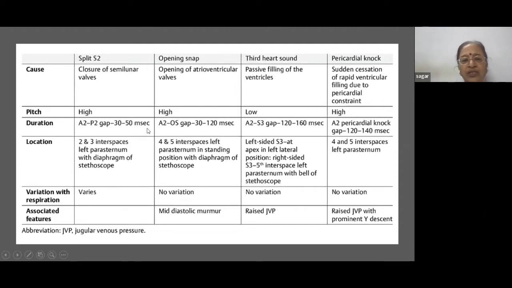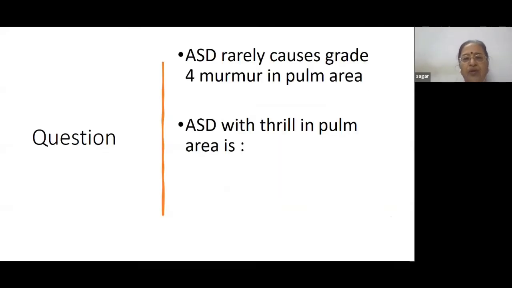Of course, the duration is least for the split, but we can't really make it out auscultatively. It's difficult to make out how many milliseconds. The position: the split sound is in the second space. Opening snap is towards the apex, and the third heart sound is again RV or LV S3, and this is again lower down. The variation with respiration happens only for a split. And of course, the associated findings are how we decide whether it's a split or an opening snap or a third heart sound or a pericardial knock.